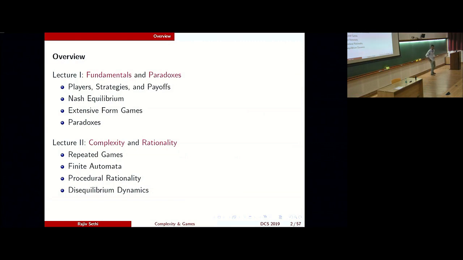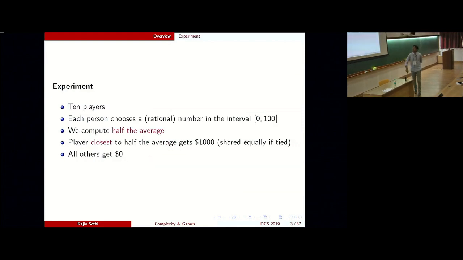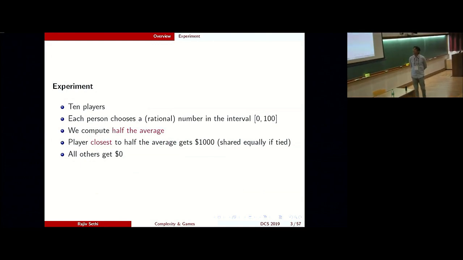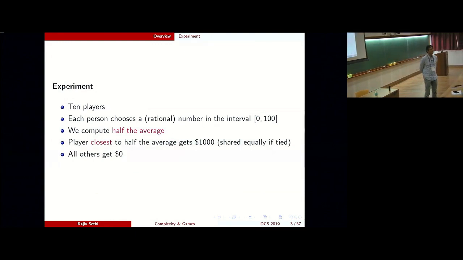I have the clickers. Okay, so you'll see the instructions up here now. So here's what it is. There are 10 players. So it's an example of a game. Each person is going to choose a number in the interval 0 to 100 inclusive. You can choose 0, you can choose 100, and you can choose anything in between.